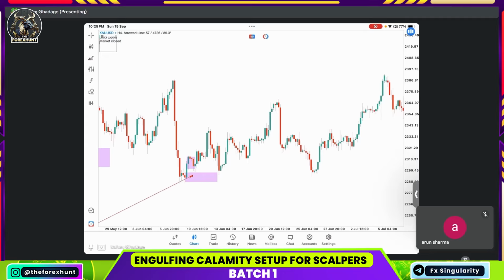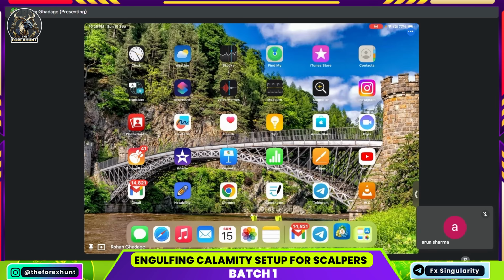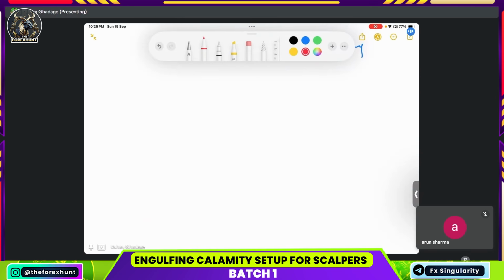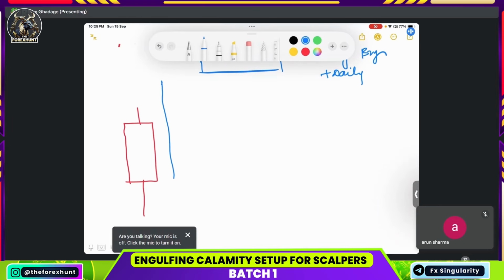Okay. So now in this box, we will try to find our setups, which is the scalping setup we will start. Is it clear, guys? So now I'm opening my notes. So I'm starting again with the weekly engulfing buy. This is my red candle, little red. This is my weekly engulfing buy, proper engulfing buy. This is my zone.